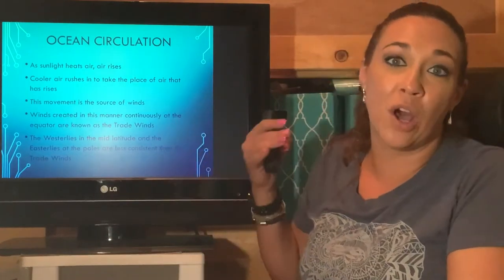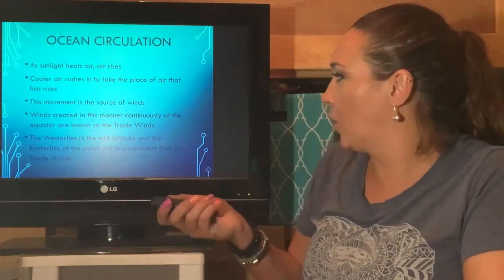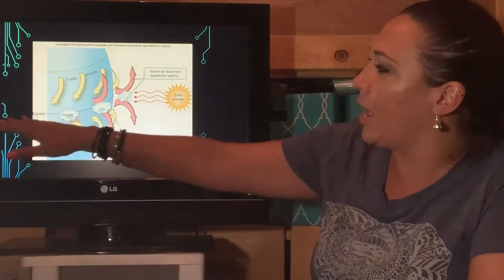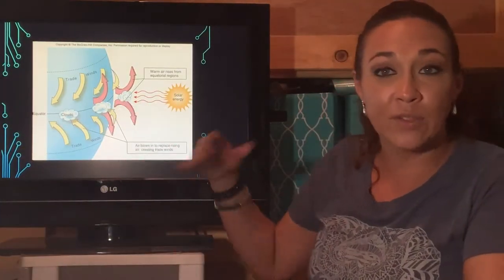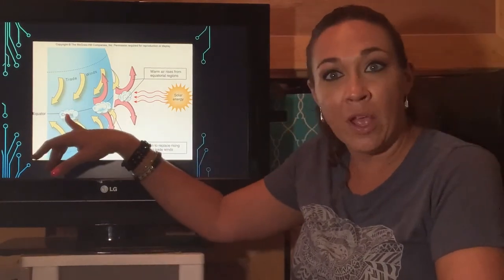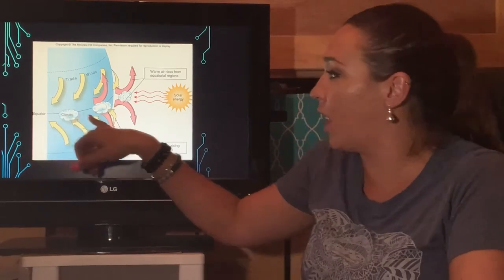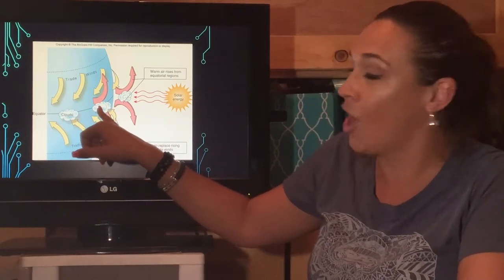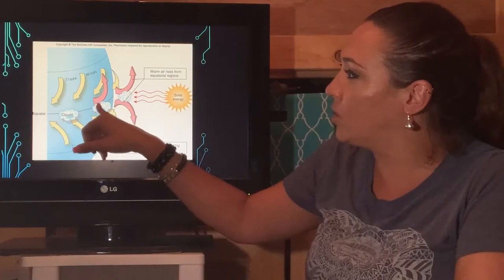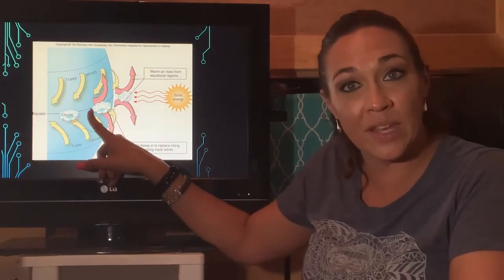That's actually the source of the winds. When we look at the equator, and that's what we're going to look at right here, we can see right at the equator, we have lots of clouds, and that's because we have lots of heat. This is going to heat up the water, it's going to heat up the air, it's going to heat up everything, and it's going to shoot that air upwards. As it shoots that air upwards, wind will rush in to replace that missing air.